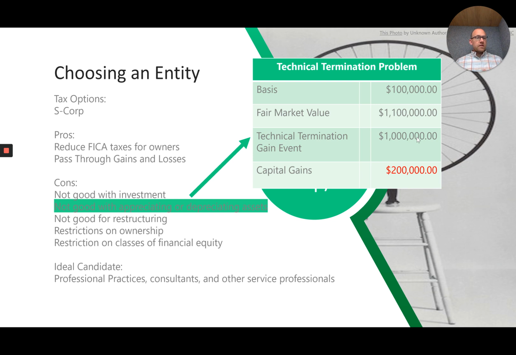I didn't sell anything. I didn't do anything. And the IRS says, we don't care. You went from an S Corp to a C Corp. You didn't correct it. We caught you. And so you're going to have to pay us $200,000 in taxes. So that's the technical termination problem.